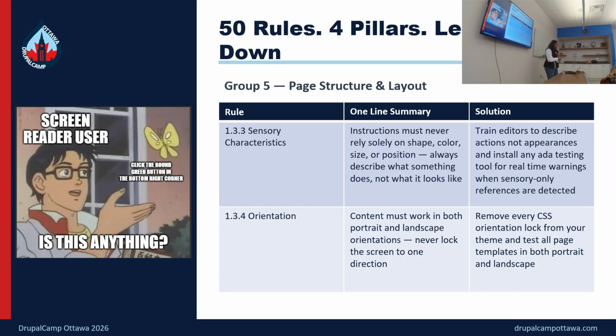Next one is 1.3.4, orientation. Content must work in both portrait and landscape. It must never be locked to one direction. For example, if someone has a motor disability and needs to mount their mobile phone or tablet on their wheelchair in a specific position, they might face an issue. They won't be able to see the content on your site. So that creates a gap, and we need to bridge that gap.